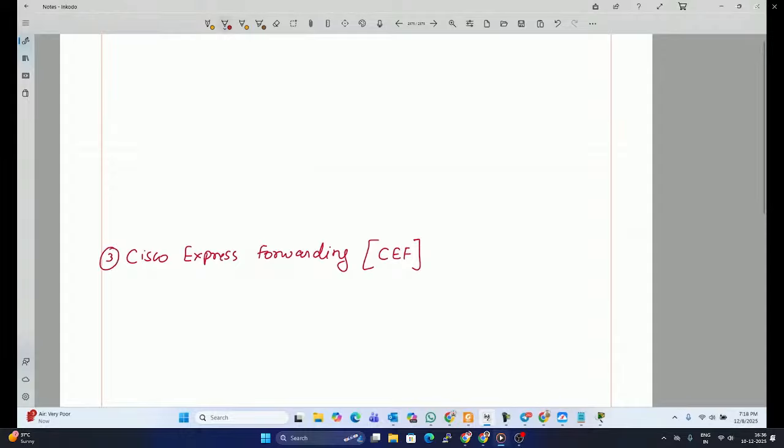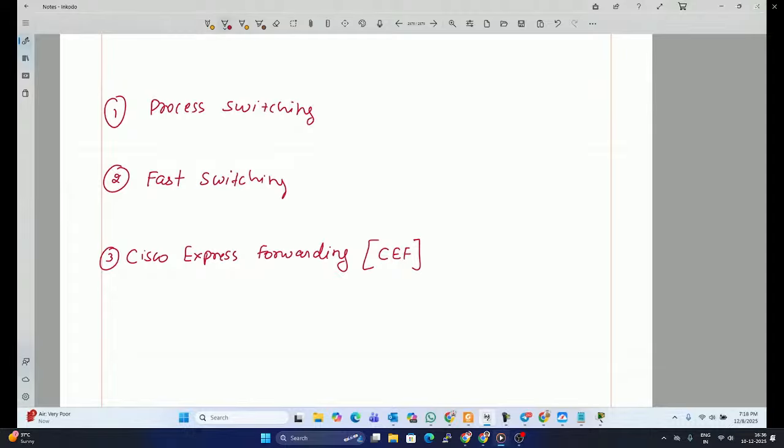The third one is this. Second number, we were having a concept known as fast switching earlier. This is what you learn in CCNP and core. And the first one is process switching.